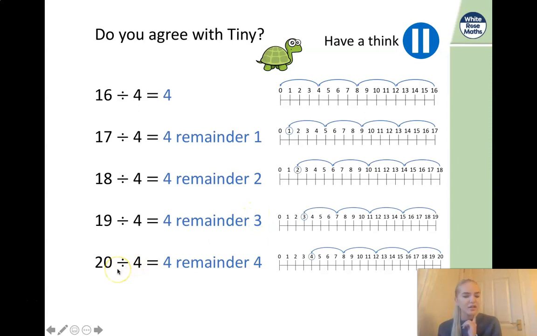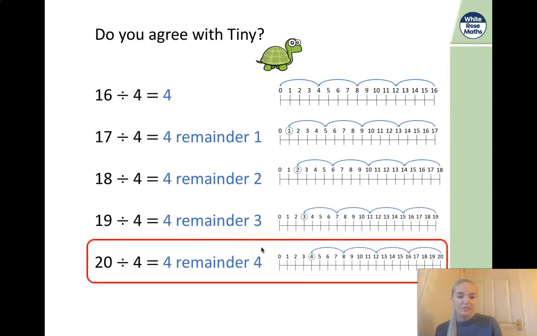But what's Tiny done wrong with the final one? He said that 20 divided by 4 is 4, remainder 4. But it can't be 4, remainder 4, because they've landed on 4, which means they could make another jump of 4. So actually, the right answer should be 5.